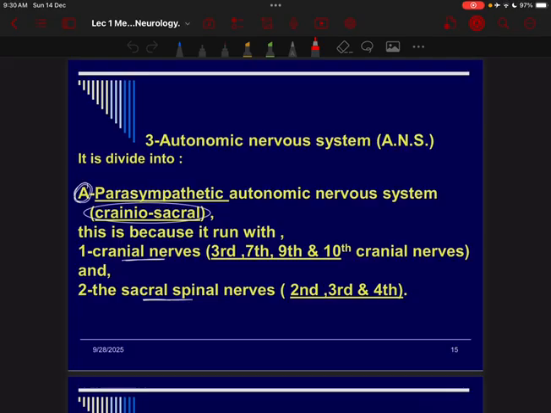So that is the parasympathetic. What about the sympathetic? It is called thoracolumbar. Why called thoracolumbar? Because it runs with the thoracic and lumbar spinal nerves.